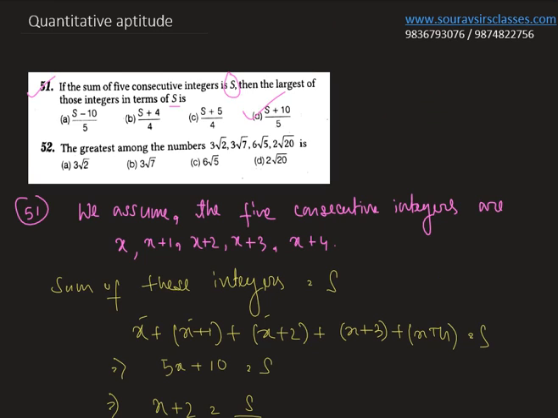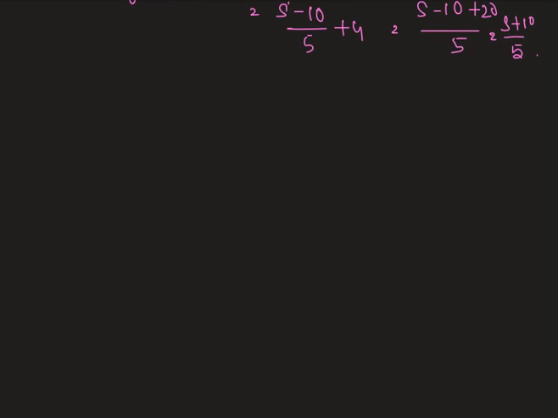Now, let's check the next question. The greatest among the numbers 3 root 2, 3 root 7, 6 root 5 and 2 root 20 is what? Okay. So we have 4 numbers. The first one is 3 root 2. That means 3 into 1.414, which results in 4.24242.